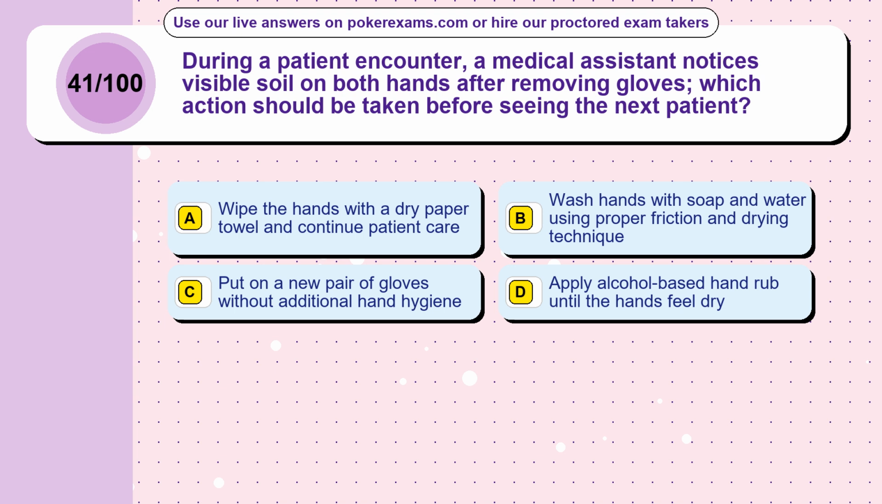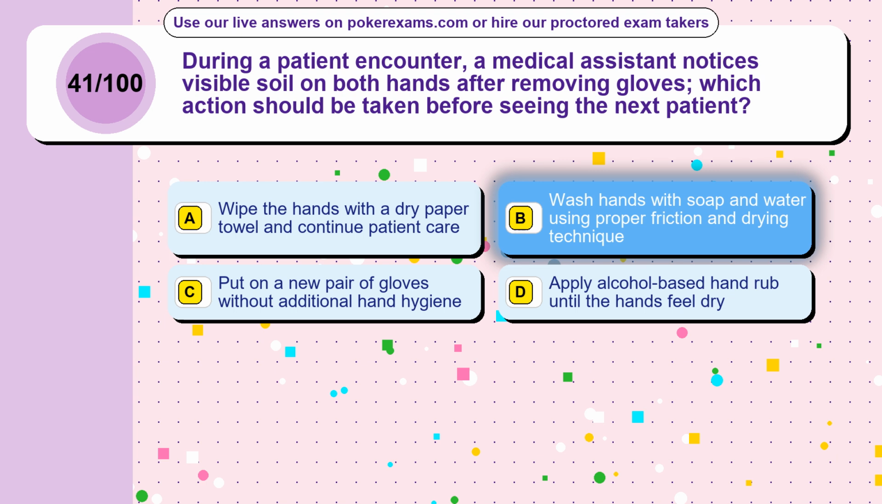Option C. Put on a new pair of gloves without additional hand hygiene. Option D. Apply alcohol-based hand rub until the hands feel dry. The correct answer is option B. Wash hands with soap and water using proper friction and drying technique.